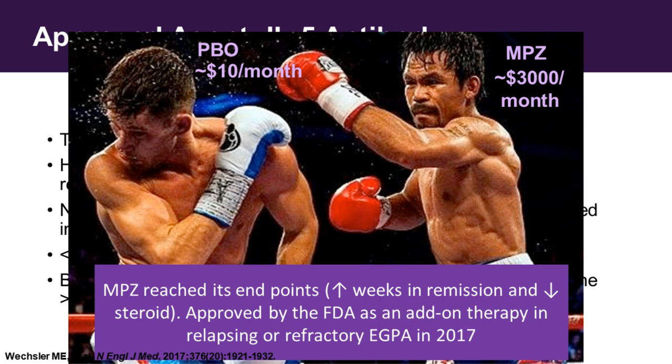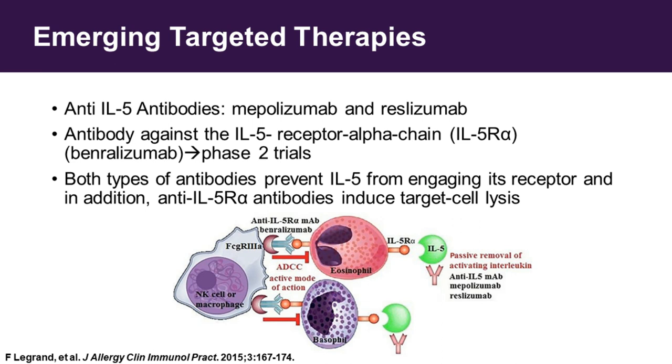It was approved by the FDA as an add-on therapy in relapsing or refractory EGPA in 2017. It is important to remember cost. This is always going to play a role when we're trying to figure out coverage and what to do with our patients. But basically, in terms of emerging targeted therapies, that really was a breakthrough for us, and we have something new at our disposal that's actually been studied in our population that we're trying to treat with EGPA.